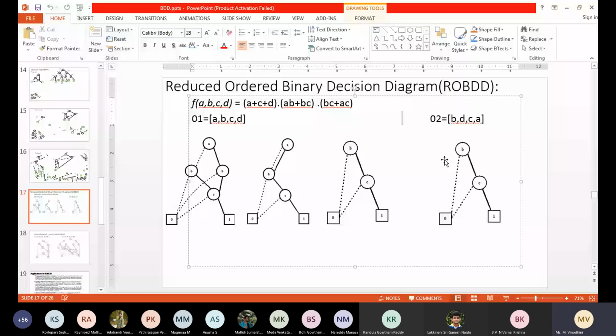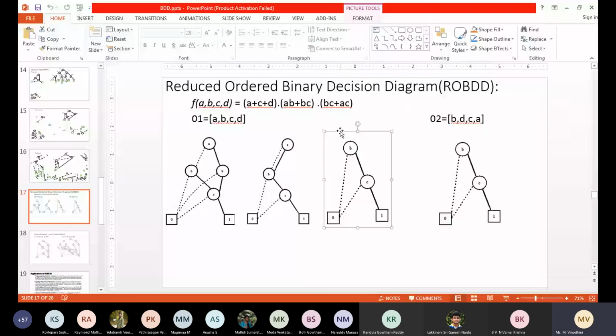Okay. So now let me take this example, f of a, b, c, d, and this is my expression. For these four variables a, b, c, d, let me consider the order a, b, c, d. Using this order, either by the rules method, or the reduce algorithm, or the Shannon expansion method, for the given function, considering the order as a, b, c, d, I got this ROBDD.